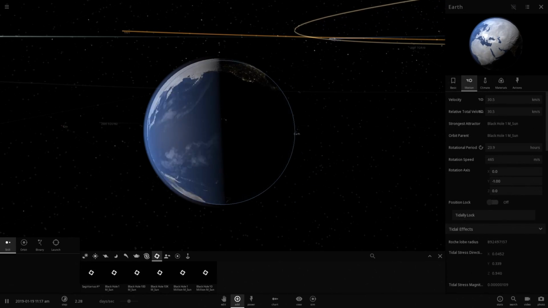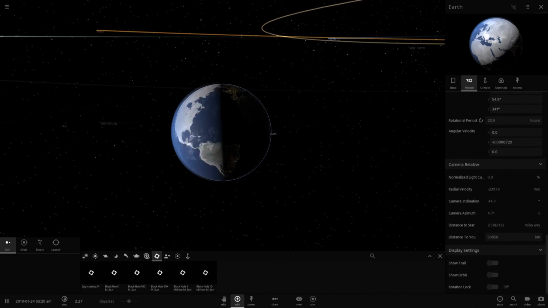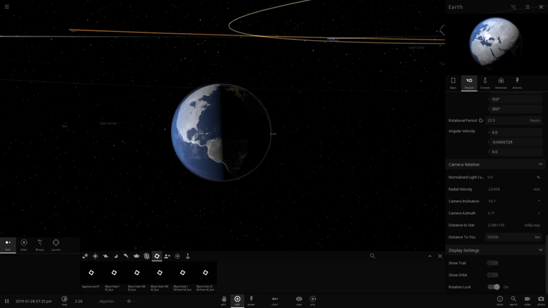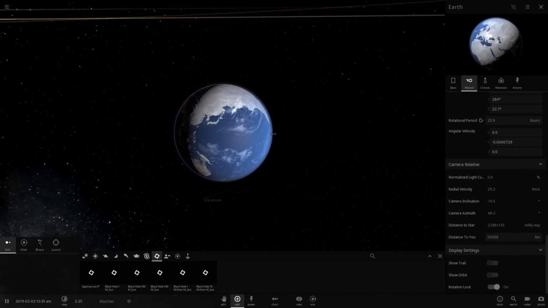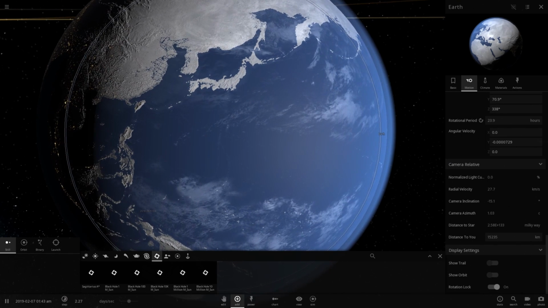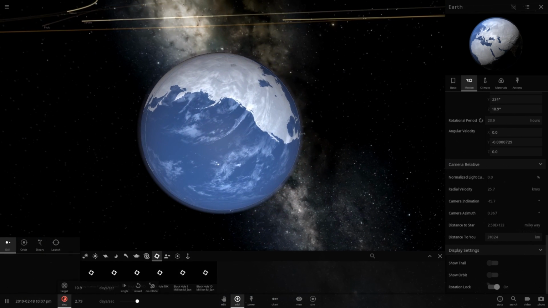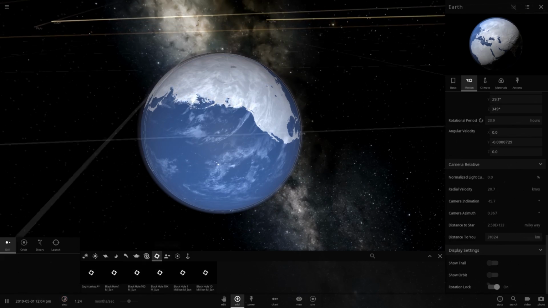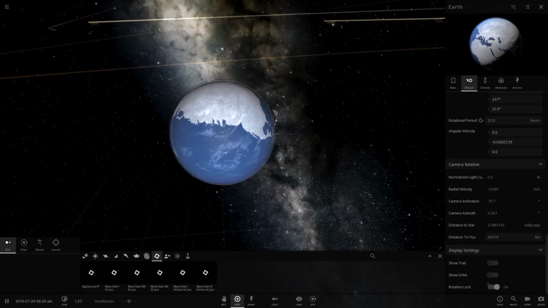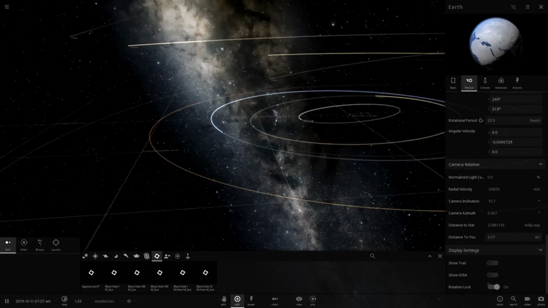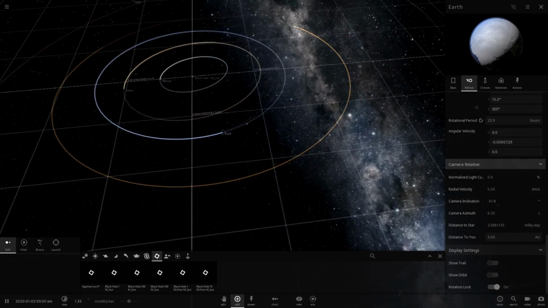If I go to, I think, motion, to disable the rotation, which it's still actually rotating as far as the game's parameters are concerned, but it lets us visualize it a little bit better. So as you can see, Earth is slowly freezing over. But all the orbits should mostly be very close to the same.